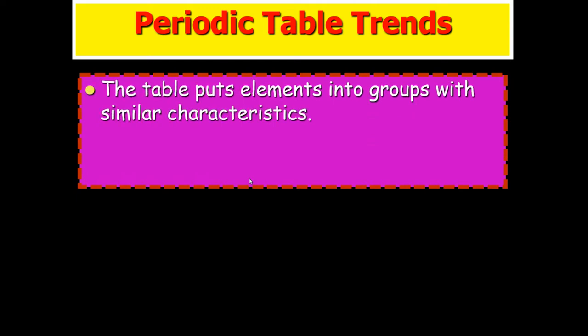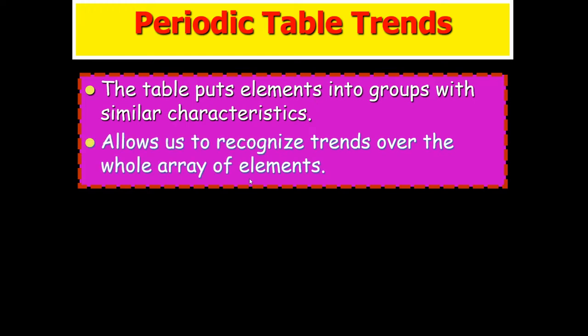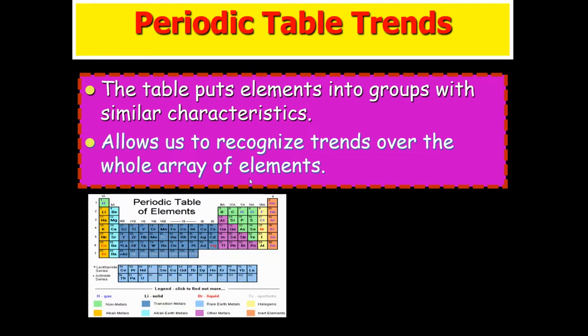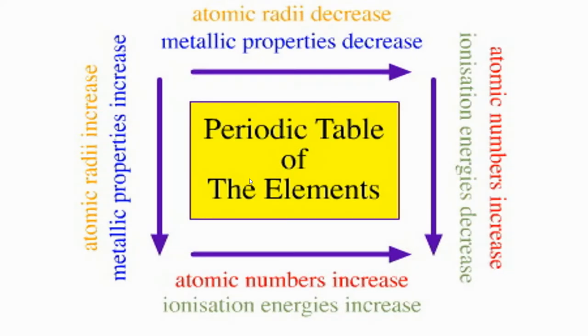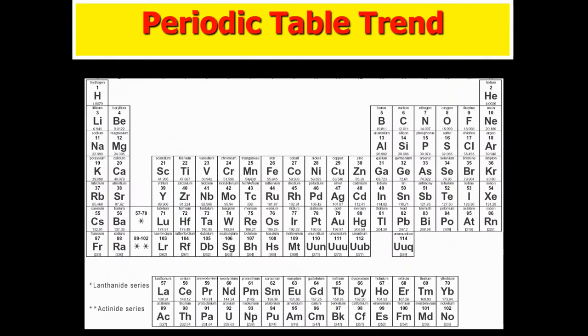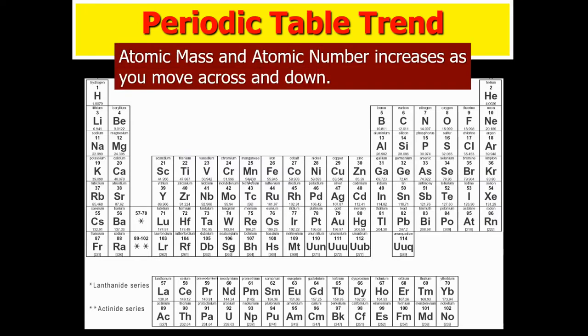The table is going to put the element into groups with similar characteristics. It allows us to recognize trends over the whole array of elements. And we're going to talk about these trends as we move through. Okay. So here are some of the trends that you can look at. And here's your periodic table. Make sure that you have your hard copy of a periodic table. I've posted one on Google Classroom if you need one.